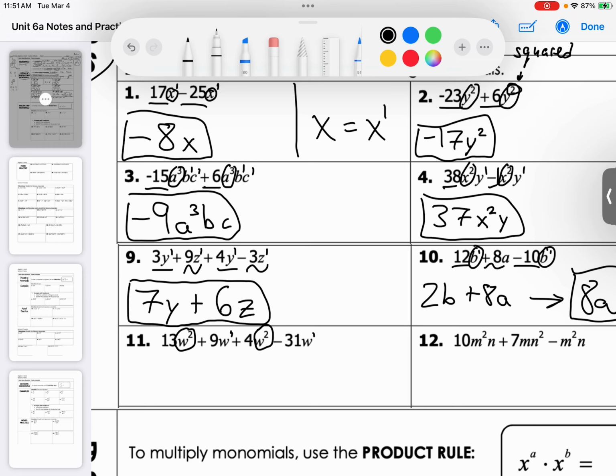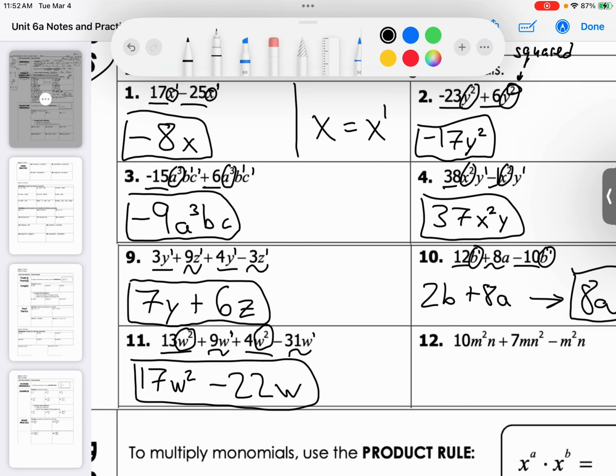What I'm going to do is combine the two that have w squared together. So 13w squared plus 4w squared would give me 17w squared. Then I'll combine the two that have just w to the first power. So I have a 9w and then a minus 31w. 9 minus 31 is negative 22, and w here is my variable. So I'd have 17w squared minus 22w. Again, these can't be combined because one has w squared and one just has w to the first power.